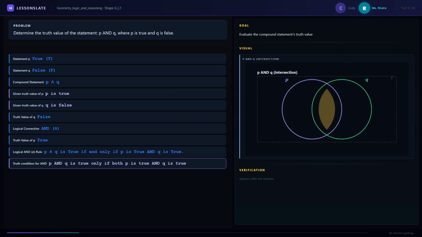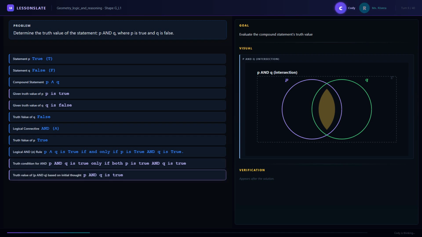Yes, that's exactly right, Cody. For a statement connected by and to be true, both of the individual statements must be true. You've got the correct rule for the logical and connective. Now, let's use that rule. Given that P is true and Q is false, what is the truth value of the compound statement P and Q?